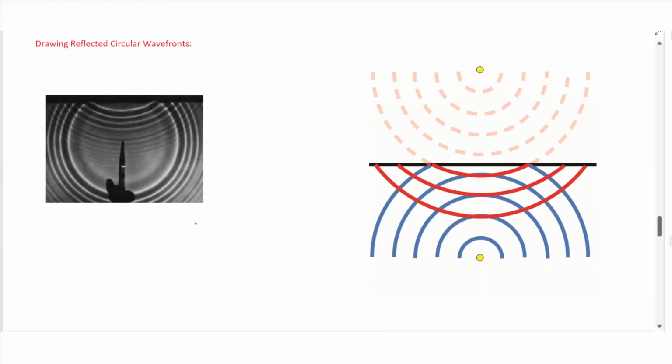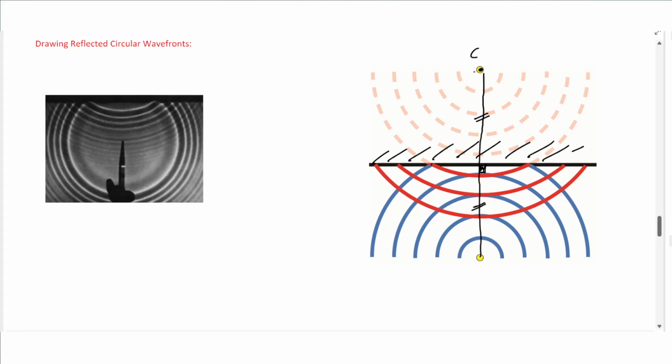Now, if you have a circular wavefront, you need to draw the reflection from a central point that is behind the reflecting surface. So if this is the reflecting surface, you must be given the center of the incident waves, and you draw a perpendicular line from that center toward the reflecting surface and extend it beyond. So this is 90 degrees, and you measure this distance and you measure an equal distance behind the surface to get the new center of the waves.